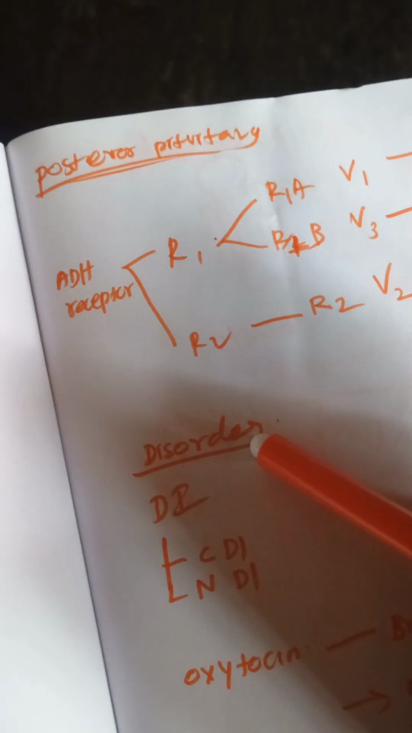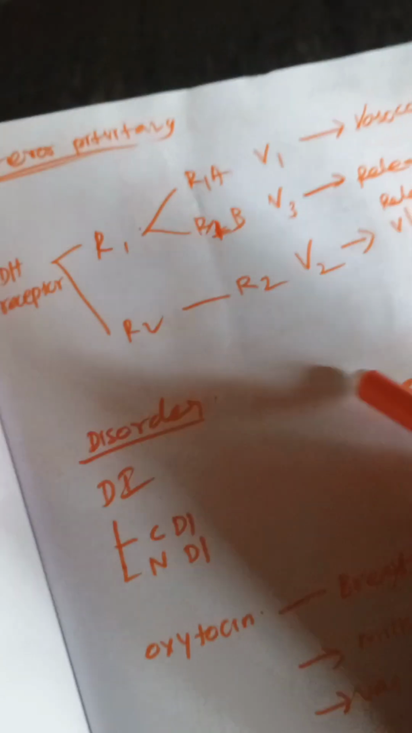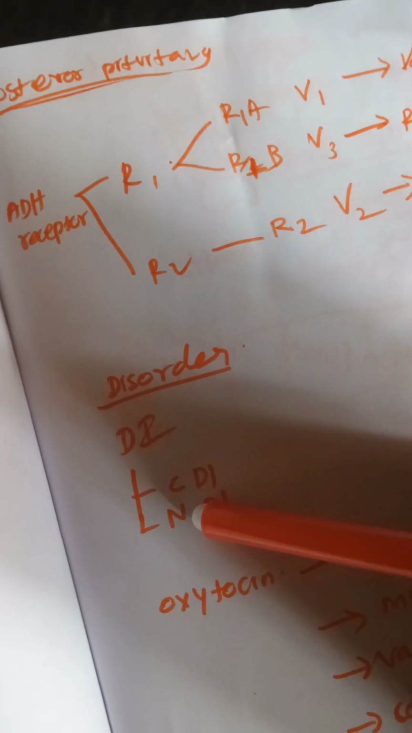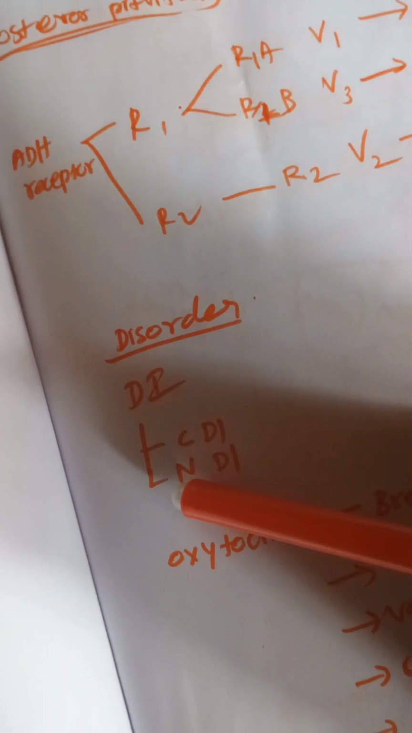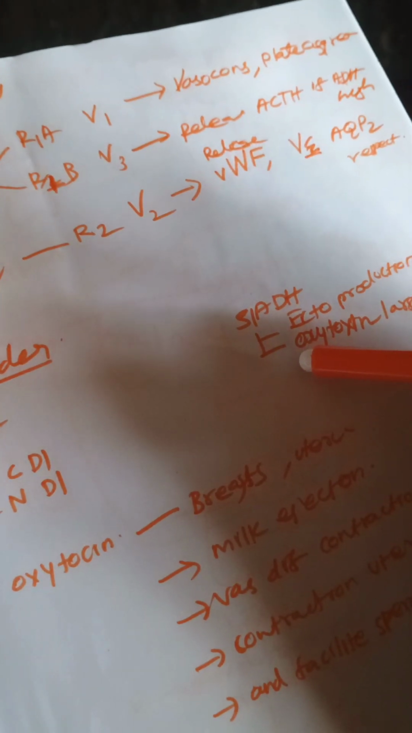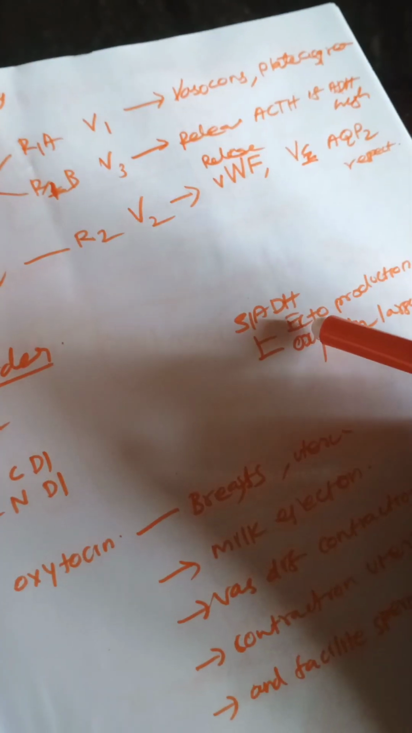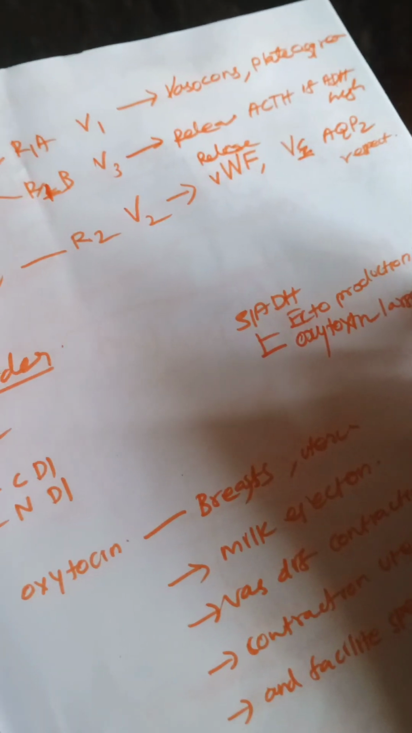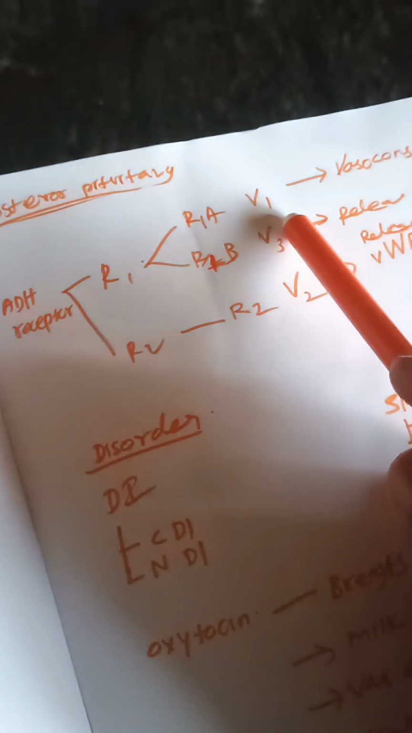Disorders of ADH are diabetes insipidus and syndrome of inappropriate ADH. Diabetes insipidus is of two types: central diabetes insipidus and nephrogenic diabetes insipidus. The etiology of SIADH is ectopic production and oxytocin in large doses. That's all about the hormone ADH.